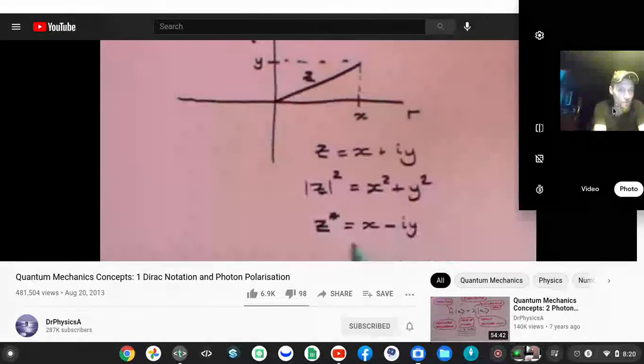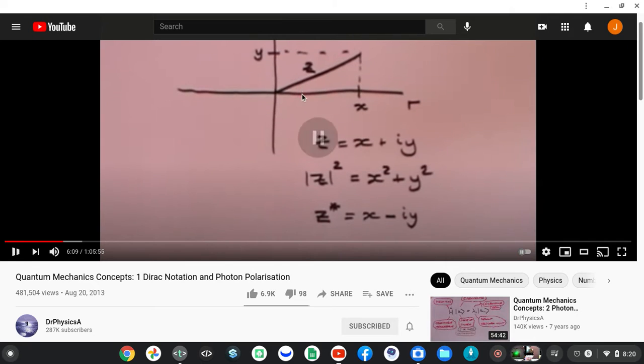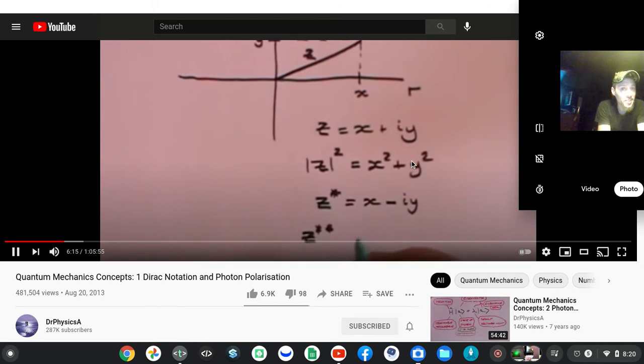So if the z value is x plus iy, the complex conjugate would be x minus iy. And you can easily see that if you do it twice, you have to change the sign again and you get back to where you started.